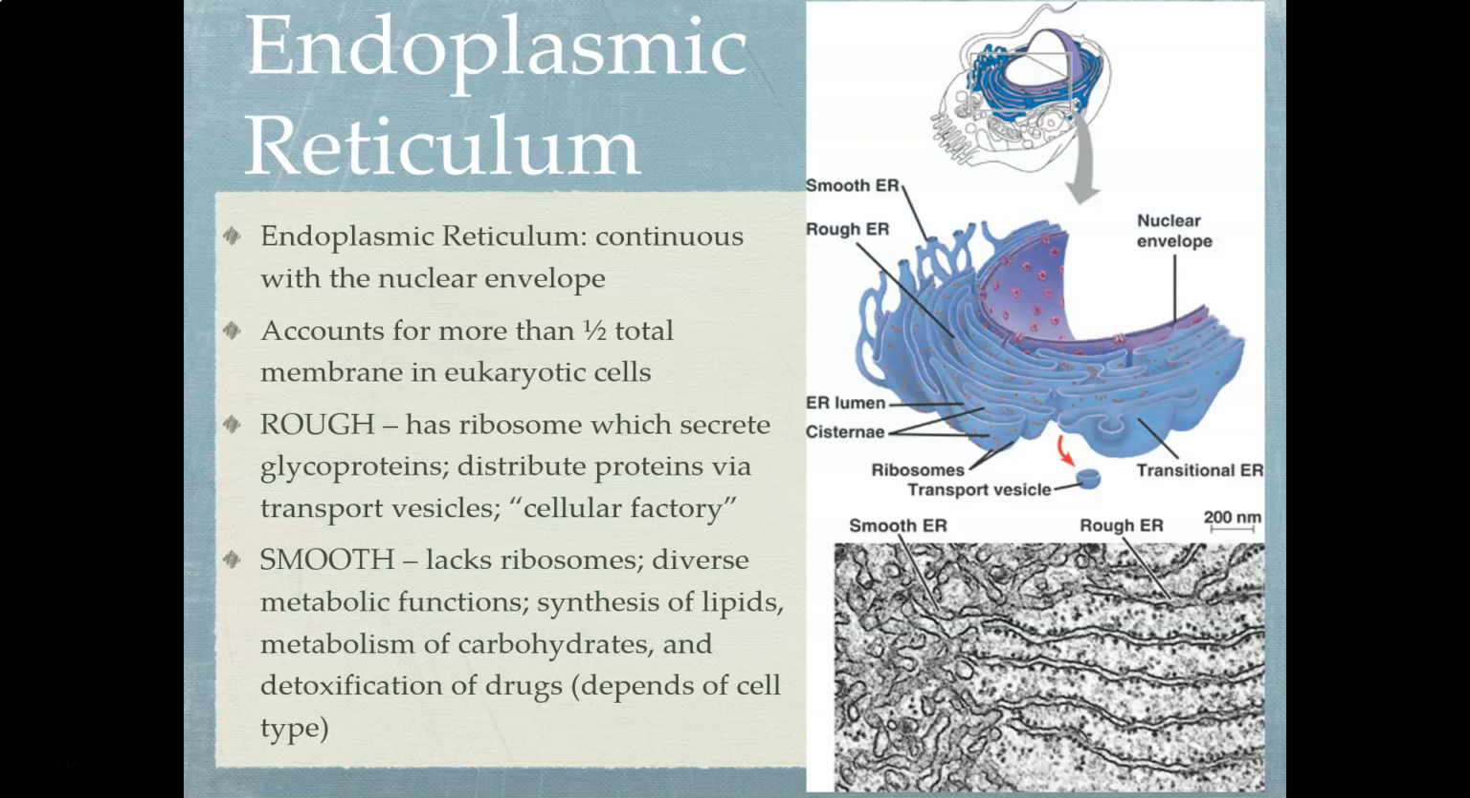So your rough ER's general purpose is to be your protein factories in the sense that the ribosomes are attached there to do it. Any proteins that then get produced by that rough ER will end up in transport vesicles, and those will then end up at Golgi that we'll talk about in just a moment.